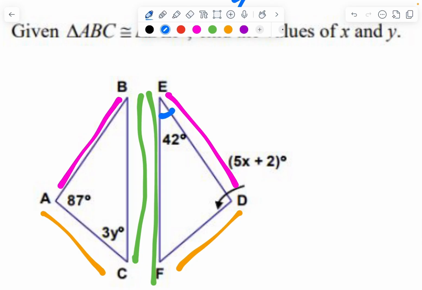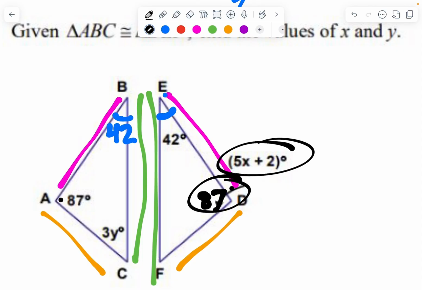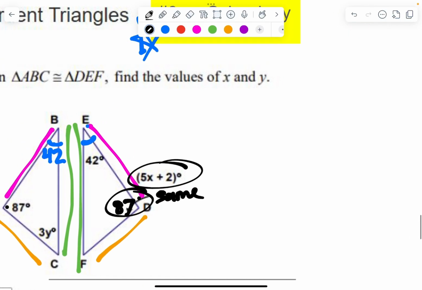42 is this angle between the green and the pink side, angle E. It's also going to match the same angle on the other triangle that's between the green and the pink, right here, angle B. So we know that this is also 42. On the side, we see an 87, so this piece is also going to be 87. This is where it's telling us two different things. So this is going to be our equation. These are in the same place, that means they are going to be the same, which means they are going to be equal.